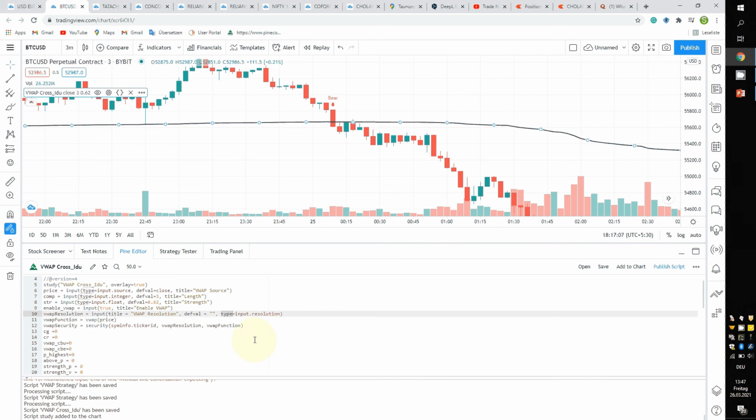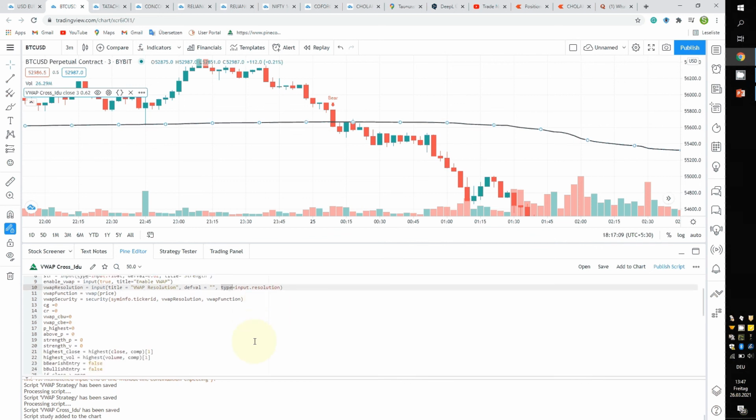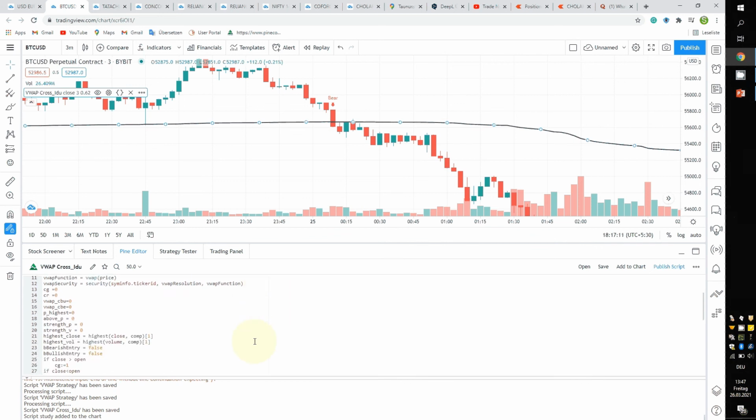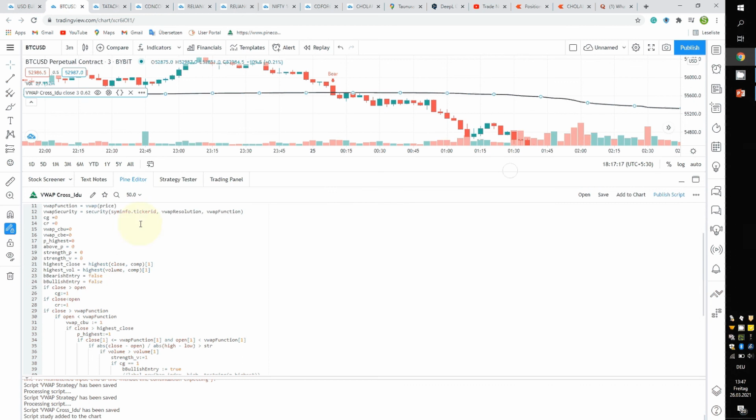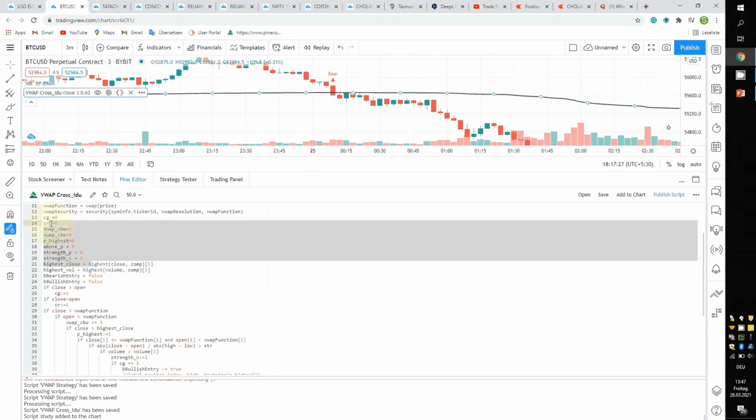Good. Now, getting ahead in Pine script, so let me make it a little bigger. In Pine script, you can define the variables like CG, CR, VWAP, CPU. I have defined a few variables over here. Although I have defined them, I'm not using them in the script, so we can leave it for now.